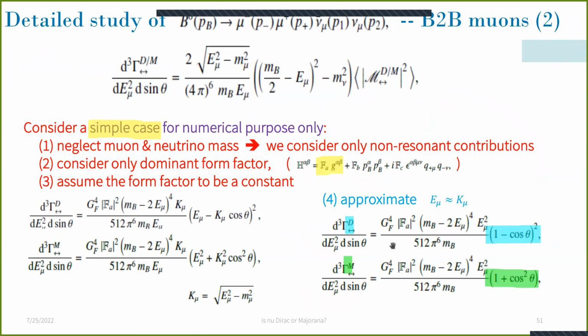Okay. Now, for simple numerical purposes only, we give all the details in the paper. But in order to show this numerical result, we just simply sum. Simple case, neglect. So now if you integrate over d sine theta, you recover DMCT. No. Because we can measure the E mu. E mu is a known thing.